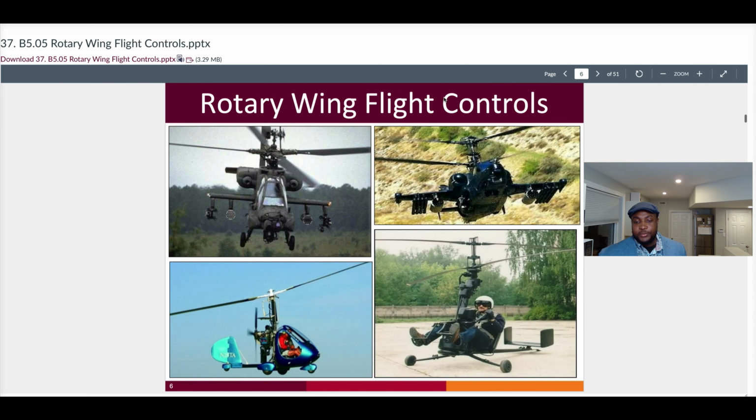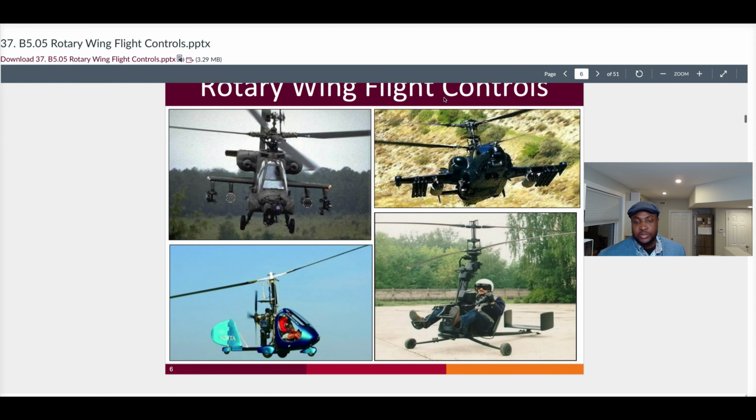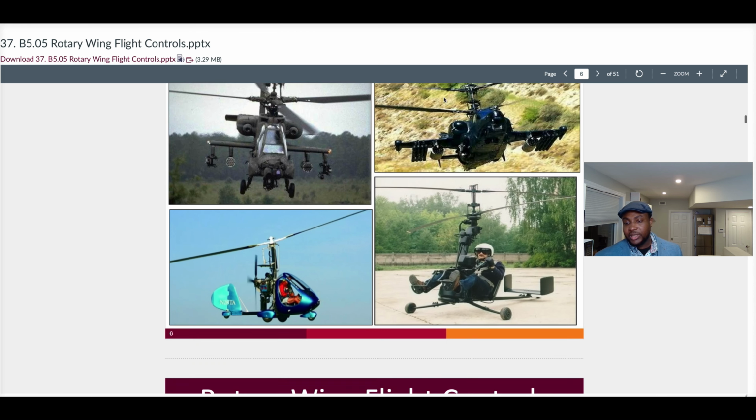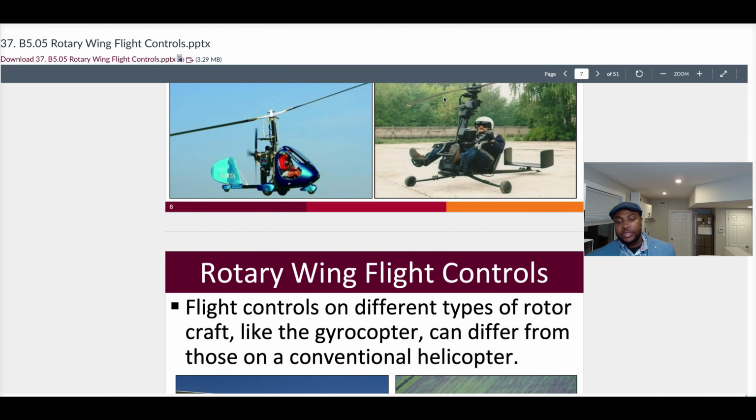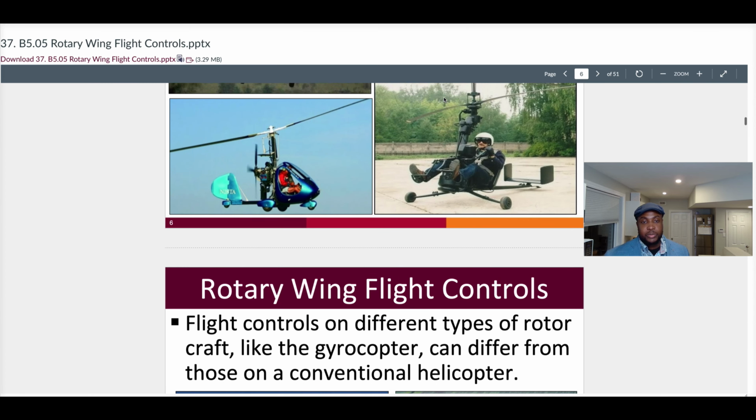We have very different types of helicopter design, different concepts, some more intricate, some more complex, while others more simple. Flight controls on different types of rotorcraft, like the gyrocopter, can differ from those on conventional helicopters. That's why we want to cover them.